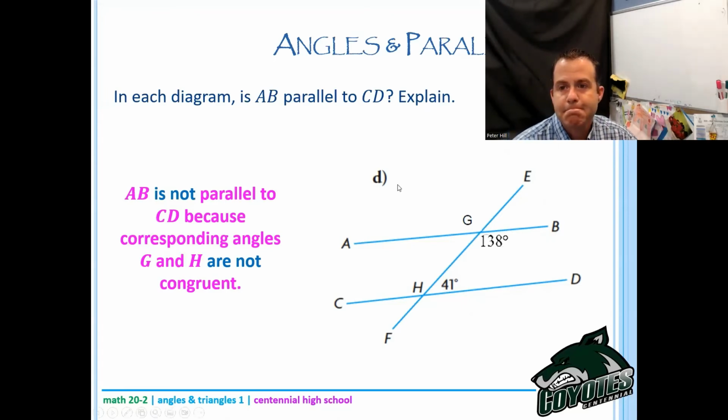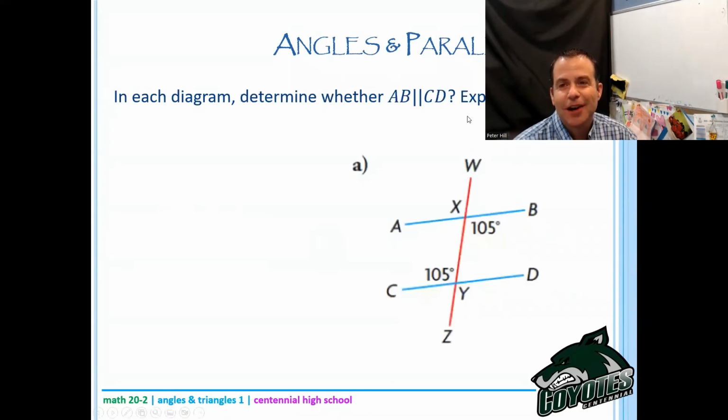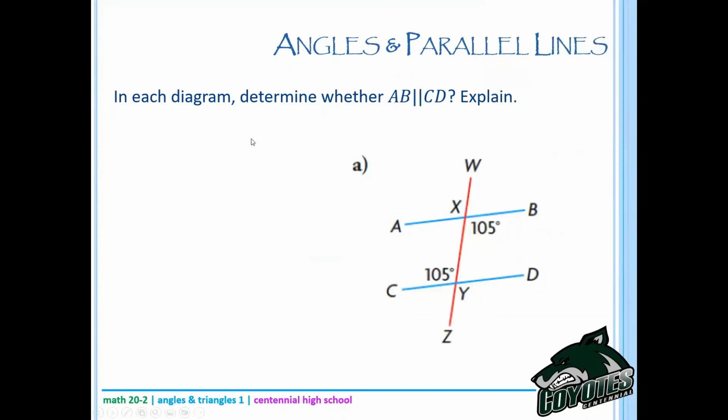Okay, AB is not parallel to CD because corresponding angles G and H are not congruent to each other. Okay, we got this. All right, I'll just hide my head for one second so you can see the directions. In each diagram, determine whether AB is parallel to CD.